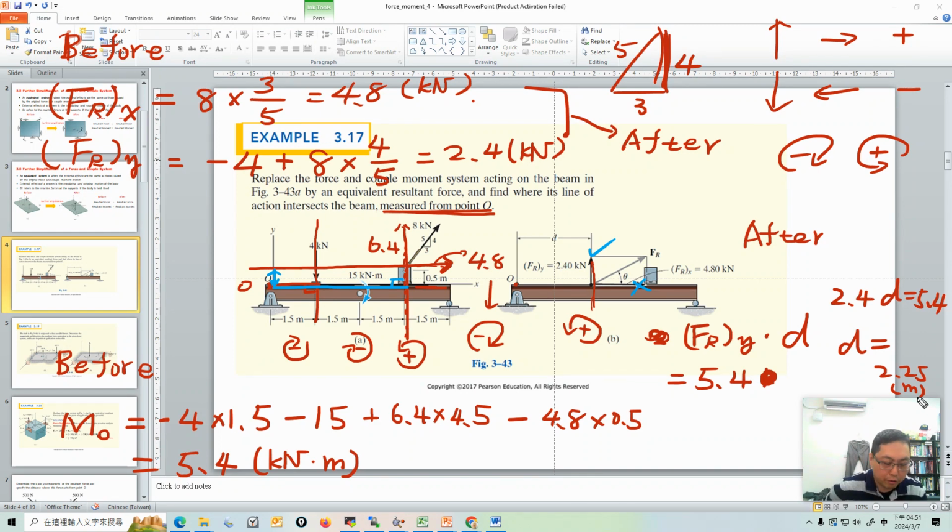So that's a very typical problem for the simplification of a force and couple system. Just use the concept: we want to create an equivalent system. In the equivalent system, the resultant force before and after simplification must be the same, and the resultant moment before and after simplification must be the same as well. Using these two concepts, you can create an equivalent system. It's a very important skill in mechanics of materials calculations.